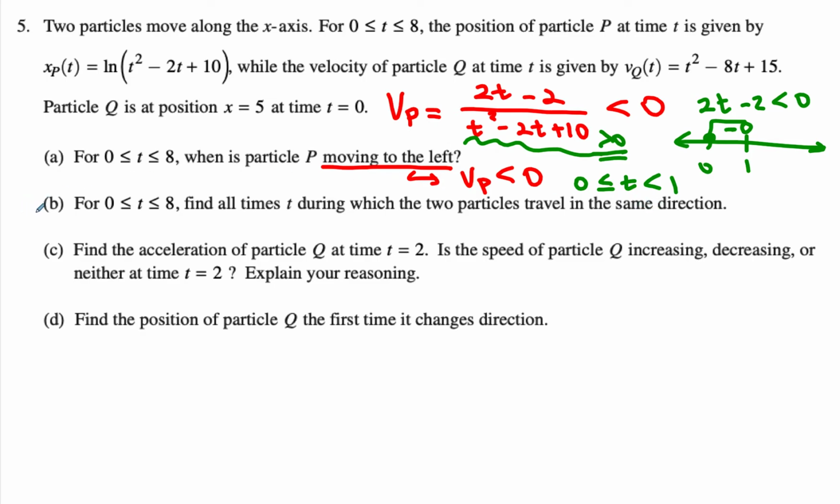All right, so let's look at part B. Find all times t during which the two particles travel in the same direction. So for the particle P, we realize that this is negative, this is positive. Let's look at particle Q. I'm just going to set this one equal to 0. I'm going to use a different color. I get to realize that this can be factored. So here we get t minus 5, t minus 3. And that's basically what we're looking at.